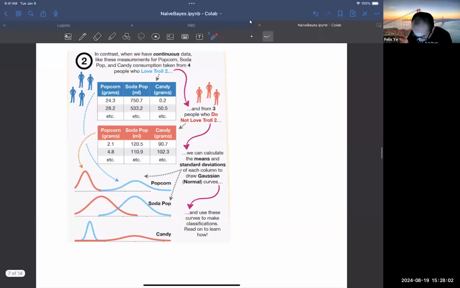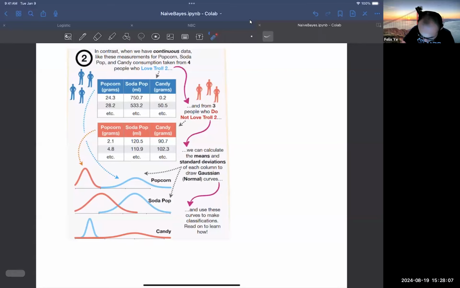But if we just use eyeballs, you can see from popcorn that people who do not like Troll 2 consume significantly less popcorn compared to the people who like Troll 2. And there is overlap for the soda consumption. But for the candies, there is a significantly large deviation between people who like it and people who don't like it. So this shows significantly different behaviors for both groups.